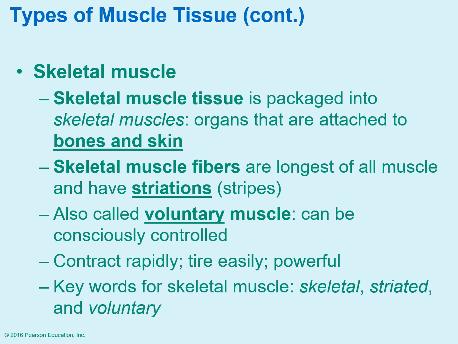Skeletal muscle tissue is packaged into the muscles. The skeletal muscles are going to be attached to bones and or skin. Now, skeletal muscle fibers are very long. They're the longest of the muscle cells. They have stripes or striations to them. They are voluntary because you can control them consciously. You can decide whether you're going to move your leg or your arm, etc.